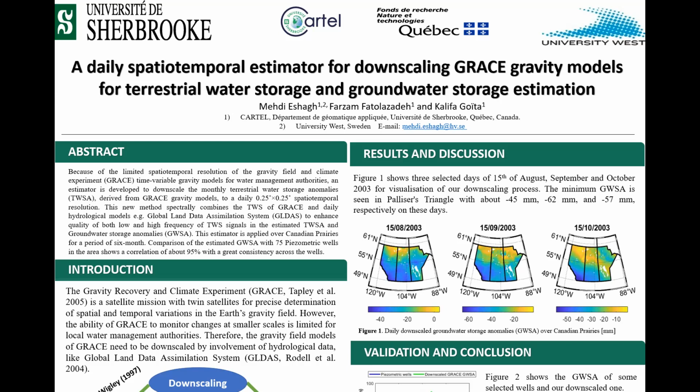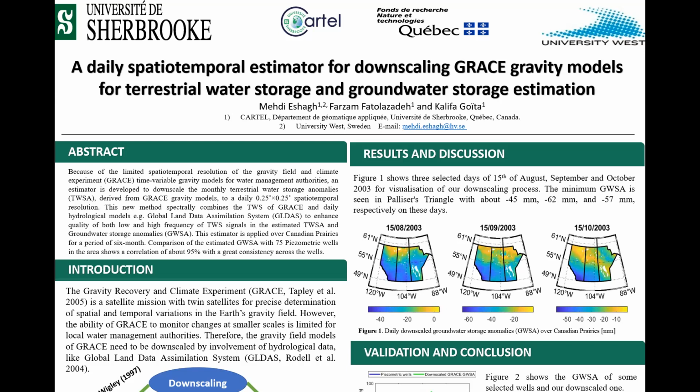Here we want to present an estimator with which you can put the GRACE gravity models inside, and also of course add additional information containing higher frequencies to get the terrestrial water storage or groundwater storage. It's very important for decision makers about the water problems, also about the environmental problems. Here we want to provide better information with better data so that they can take the right decision.